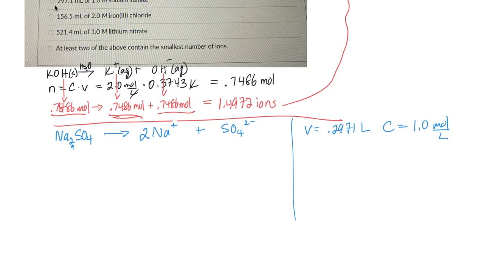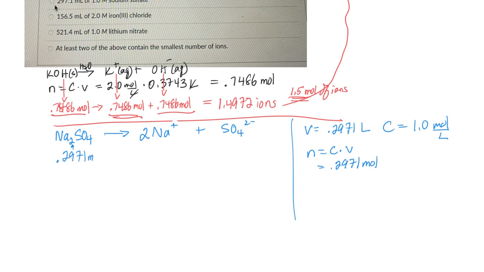Now I probably should have done sig figs on the first question. It looks like there's 2 sig figs, so for that one I would call it 1.5 moles of ions. That's how many was in the first one. For the second one, moles are equal to C times V. So 0.2971 times 1, it's just going to be 0.2971 moles of sodium sulfate.